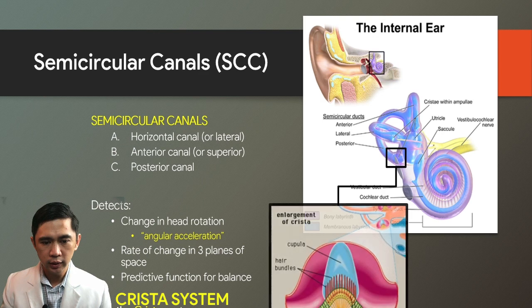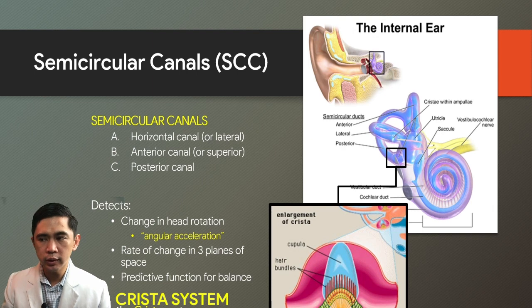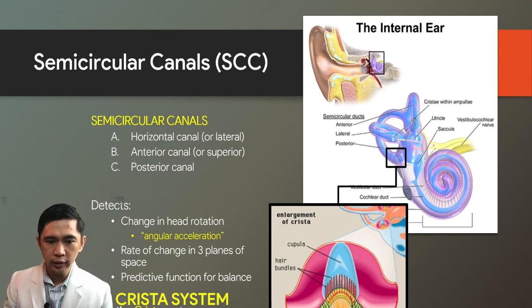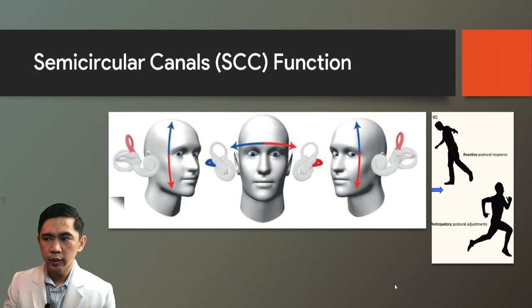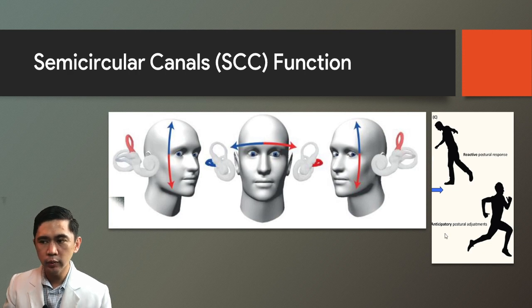This is the crista system, in contrast to the utricle and saccule, which use the macula system. This is the crista system. The crista is this one. It has a cupula, and it is encased in the ampulla. Again, the semicircular canals function in detecting rotations of the head. Different semicircular canals are assigned to different movements of the head, and they also produce the reactive postural response and anticipatory postural adjustments needed to maintain our balance.